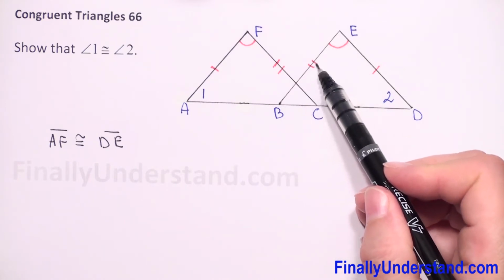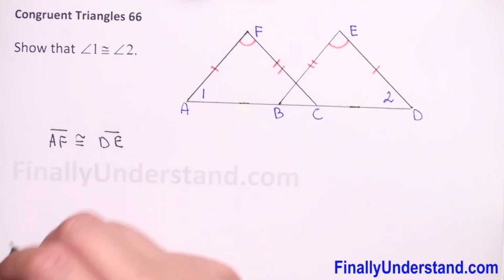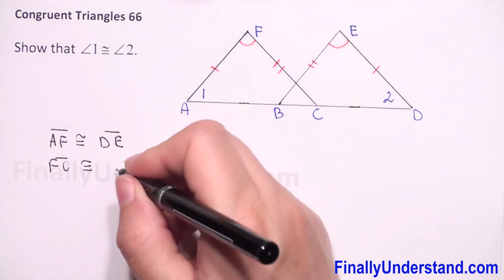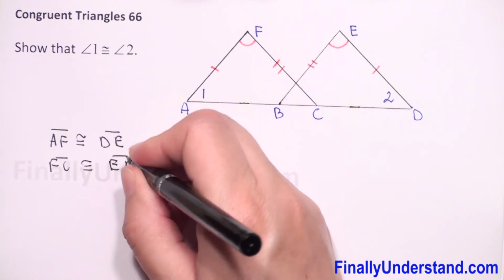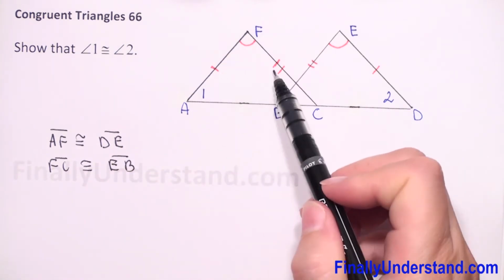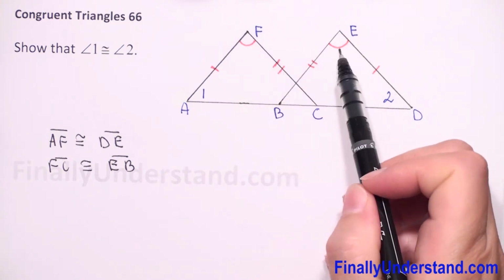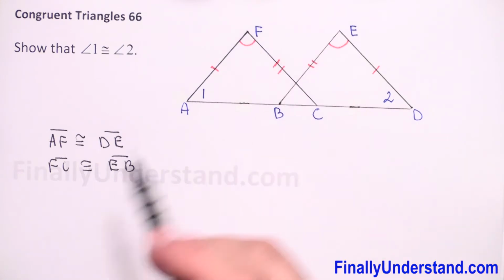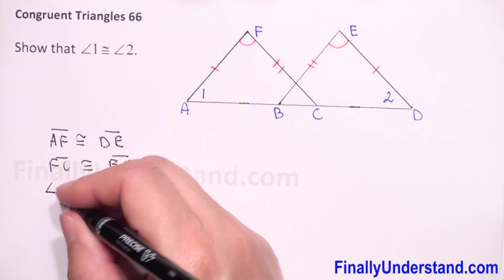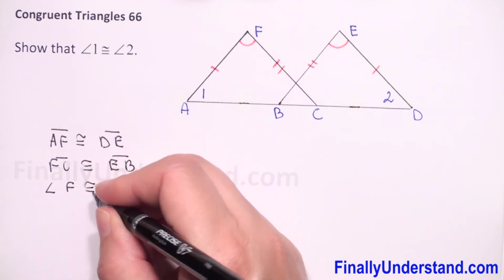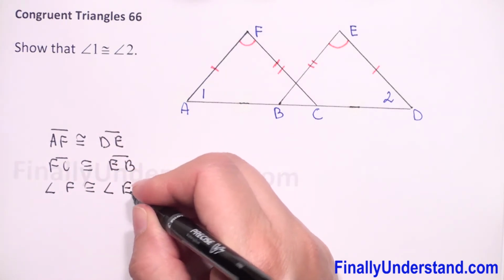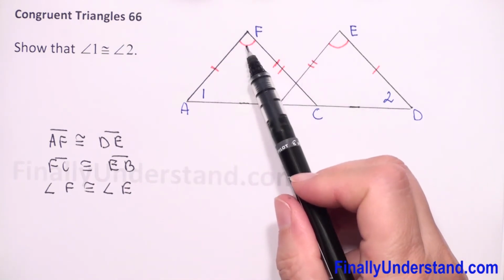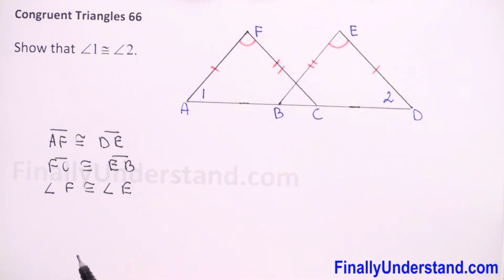What else? Next, we have that FC is congruent to EB. We have these two red marks. So we have that FC is congruent to EB. What else? Between these two sides we have congruent angles. Angle F and E are congruent. So we can write angle F is congruent to angle E. So between these two congruent sides we have congruent angles.